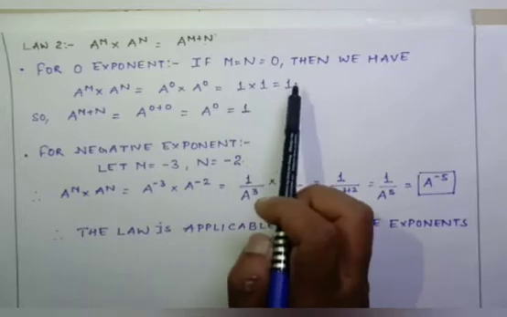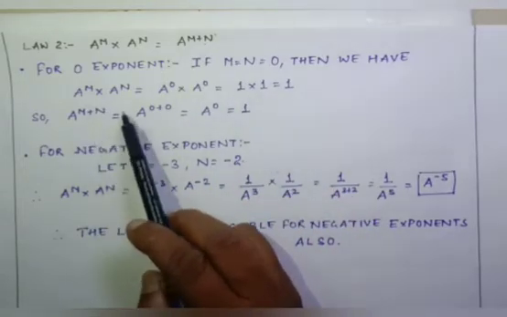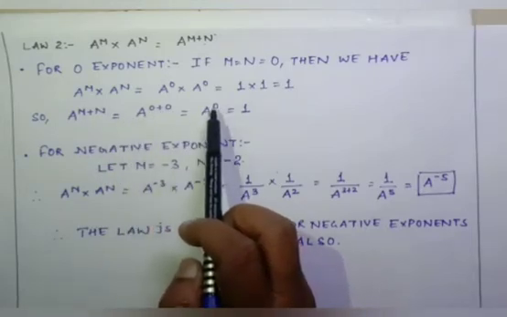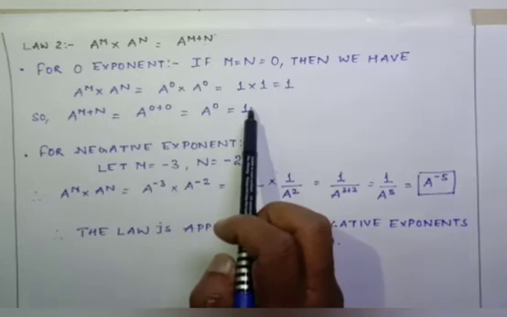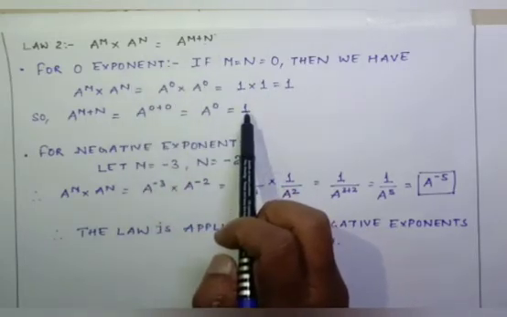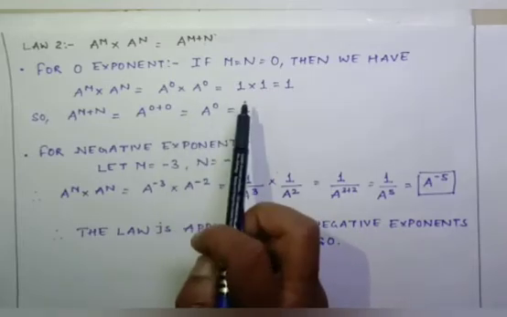So 1 into 1 is equal to 1. So a to the power m plus n is equal to a to the power 0 plus 0, which is equal to a to the power 0, that is 1. So both LHS and RHS are coming the same. So it applies for the zero exponent also.